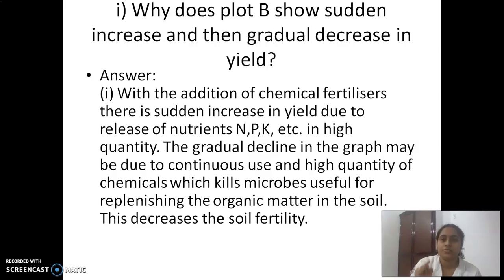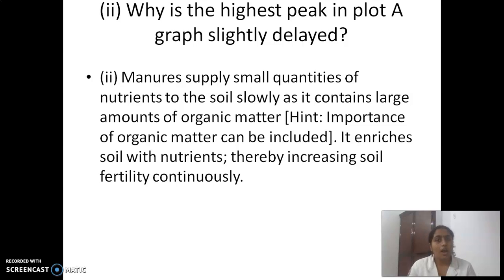as nitrogen, phosphorus and potassium in high quantity. The gradual decline in the graph may be due to continuous use and high quantity of chemicals which kill microbes useful for replenishing the organic matter in the soil. This is very important. So this decreases the soil fertility and it causes decrease in yield. Clear? Then second question. Why is the highest peak in plot A graph slightly delayed?